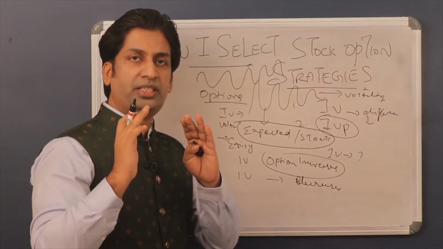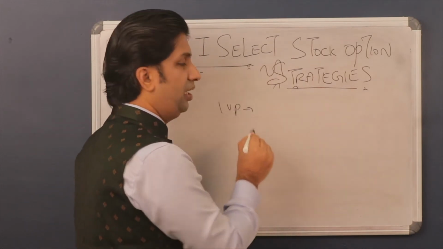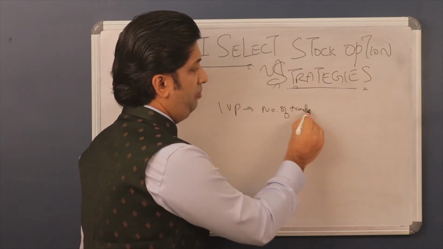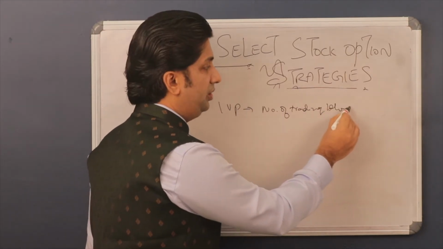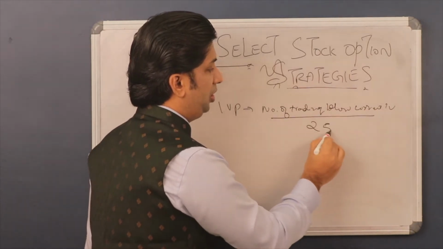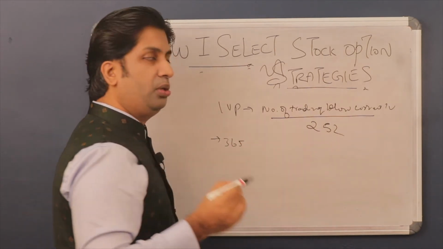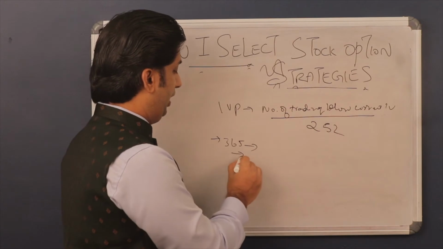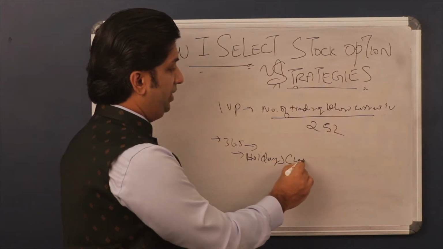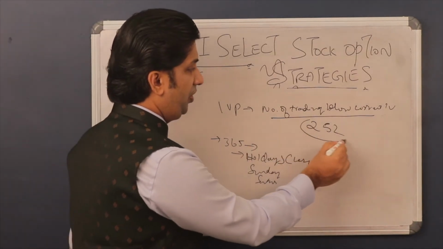Now let's get into what IVP is. First I will tell you the formula of IVP. The IVP formula is the number of trading days below the current IV, divided by 252. What is this 252? Actually we have 365 days, but we exclude holidays, Saturdays and Sundays. That is why we have got this figure of 252.